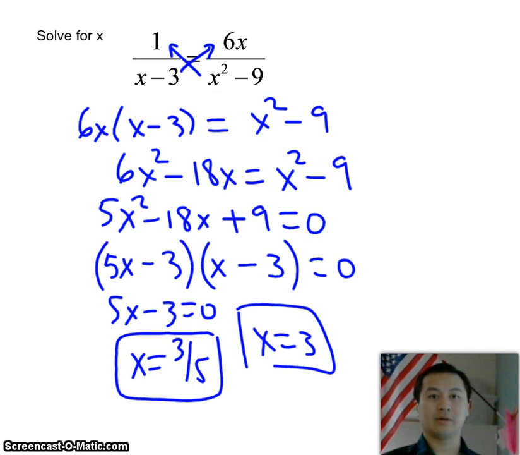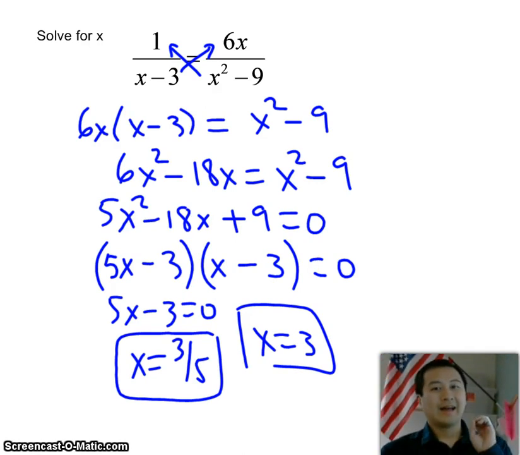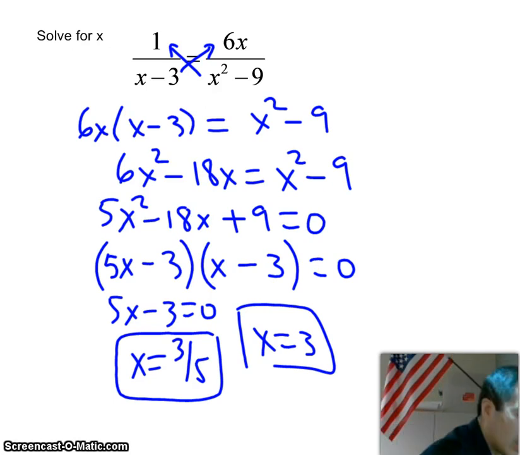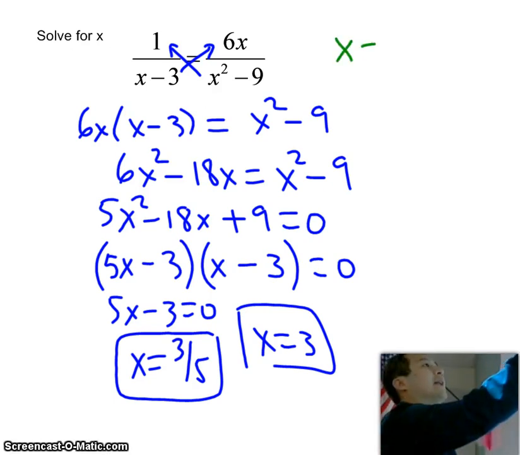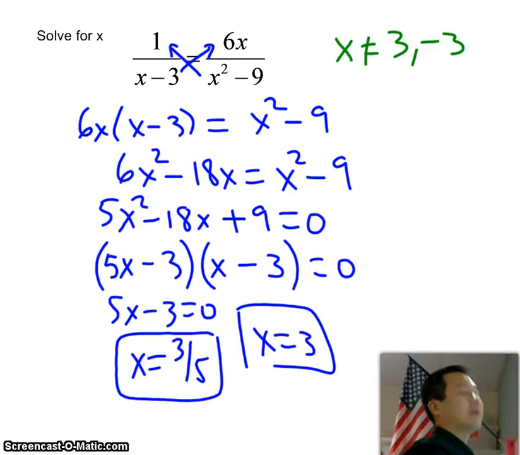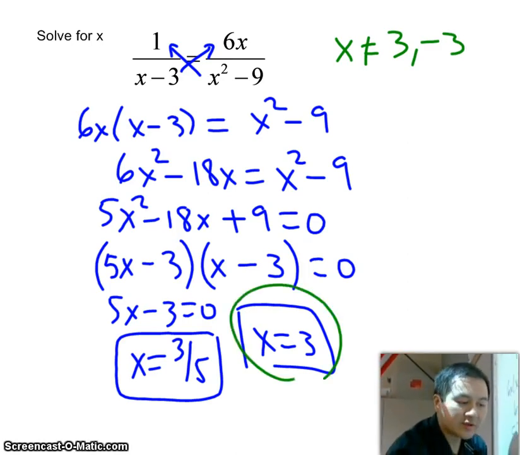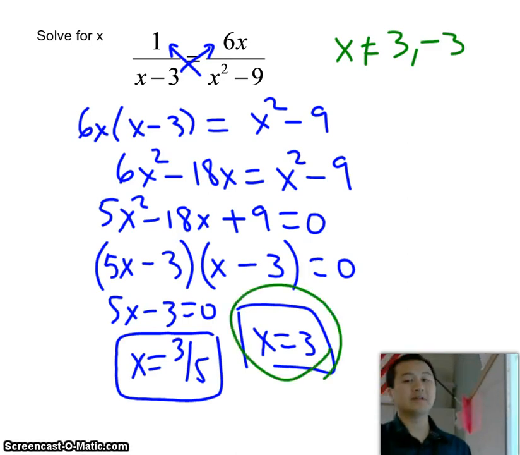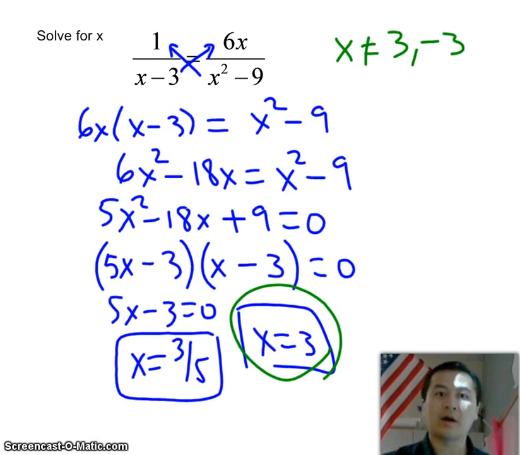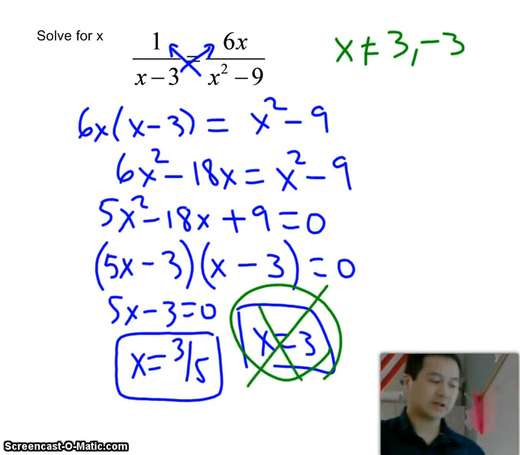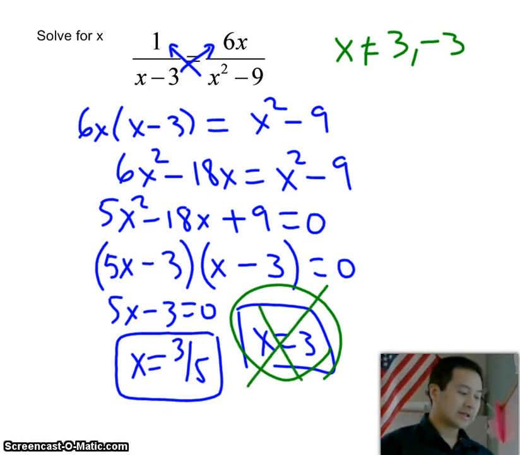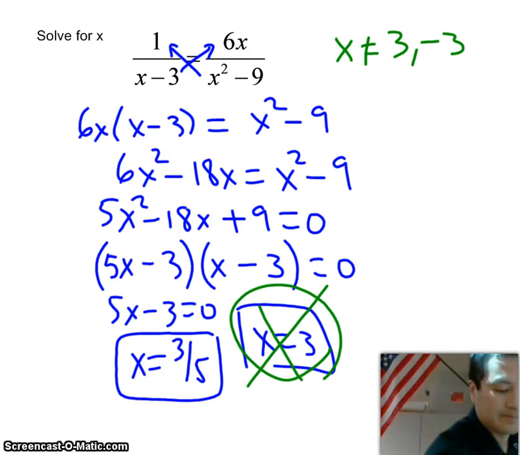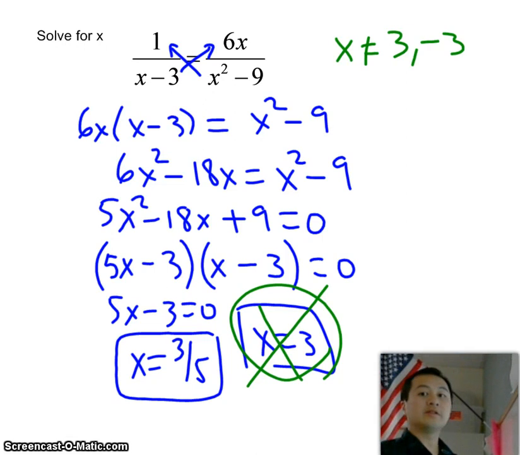Is this the right answer? If you said no, then you're correct. What happened here? Let's look at the restrictions. What can't x be? x cannot be 3 and negative 3. Take a look. We said one of the answers is 3. That is not possible, because if I plug that in, that will give me 0 in the denominator. This is not an answer. So you only have one answer here. It's 3 over 5. Very good. This is problem number 3. Hopefully you're keeping track.